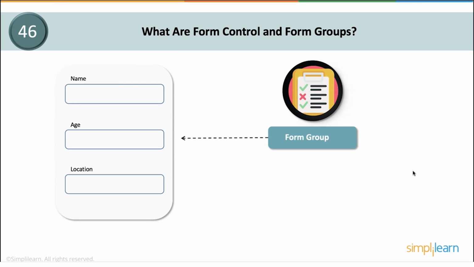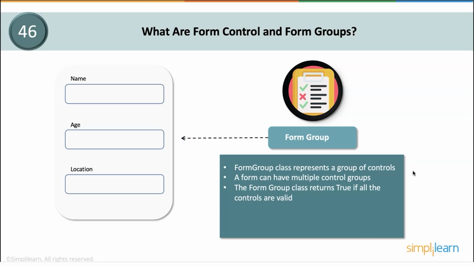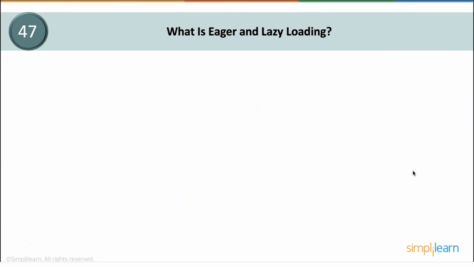They are basically forming a group under which relevant fields are joined together, called a form group. The form group class represents a group of controls. For example, an address contains city, state and pin code. These three together can be called a form group. The form group class returns true if all controls are valid, and it is designed to provide all the necessary validation errors.